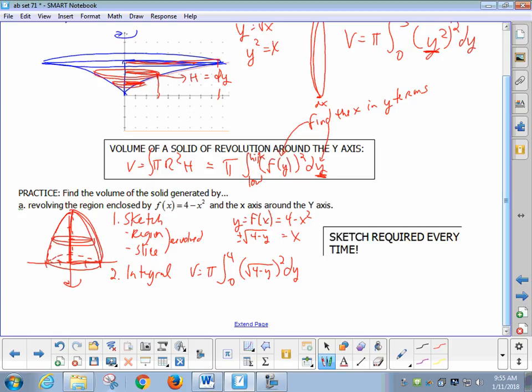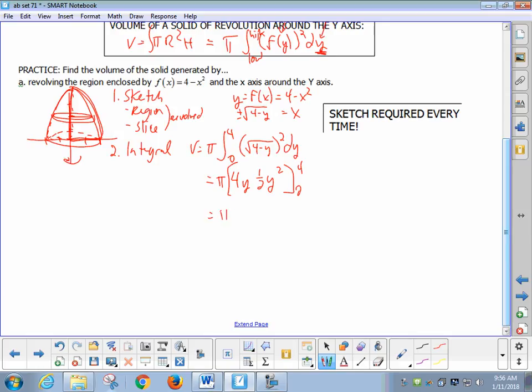And that actually doesn't even really need a calculator. It's integrating 4y, or 4y minus 1/2 y squared, from 0 to 4 times pi. So that's pretty doggone easy. Something like 16 minus 16 halves. So, gosh, something like 8 pi.